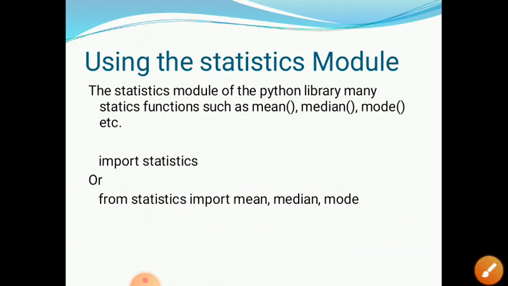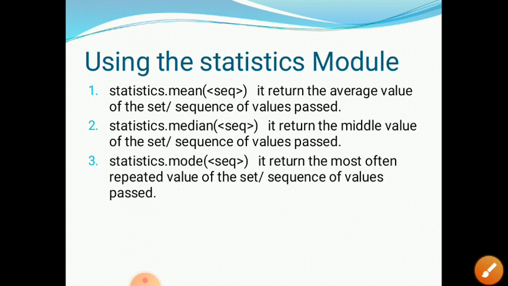Okay. Now next, statistics.mean returns the average value of the sequence of values passed. Statistics.median returns the median value of the set. And statistics.mode returns the most frequently repeated value. Okay, if in our sequence some value is repeated, it will return that most repeated value from our list.